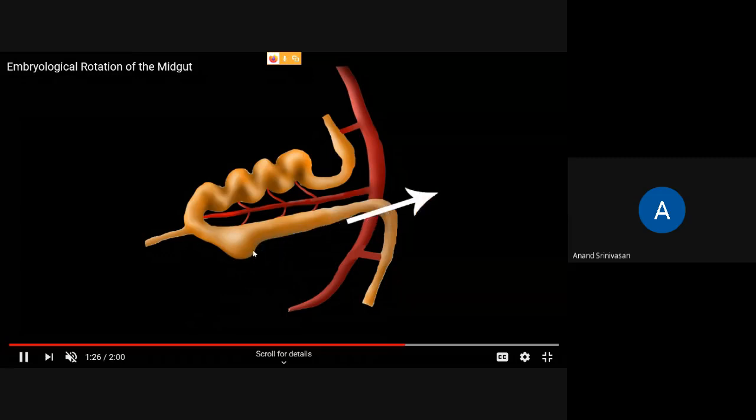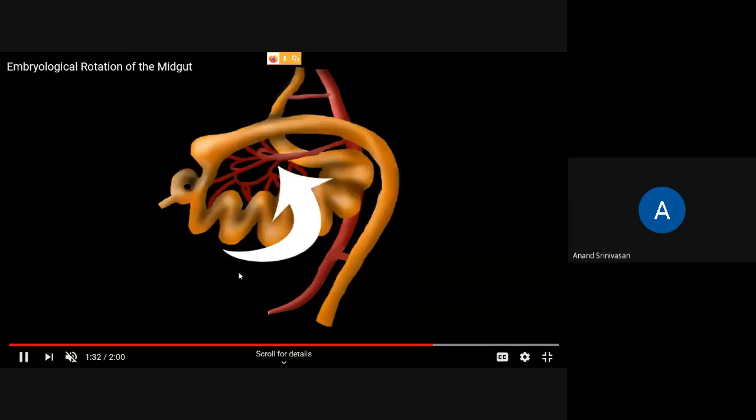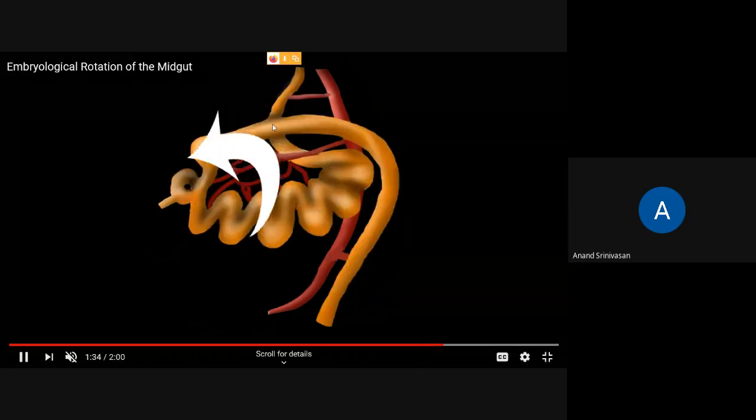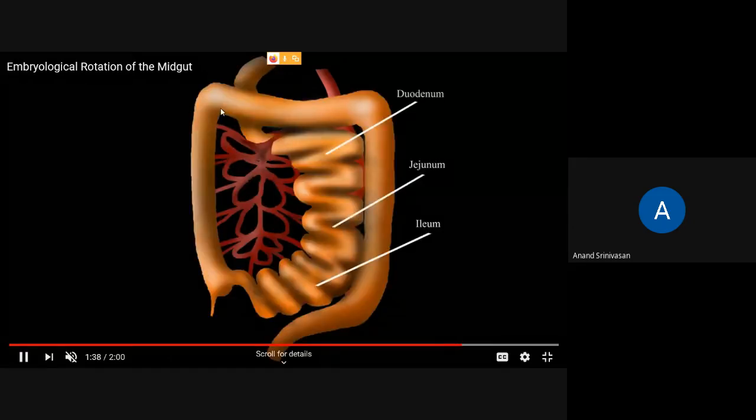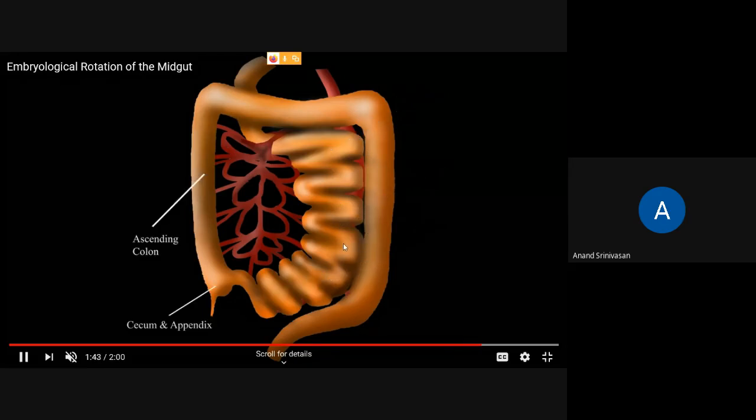Now what happens during the further rotation? First 90 degrees, then 180 degrees. During the further 180-degree rotation in the anti-clockwise direction, both the cranial and the caudal limbs are taken in, thereby going on to the adult position.